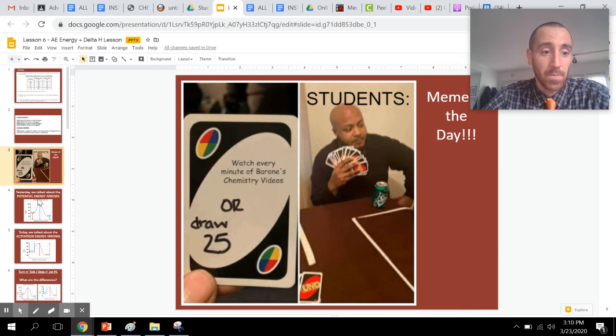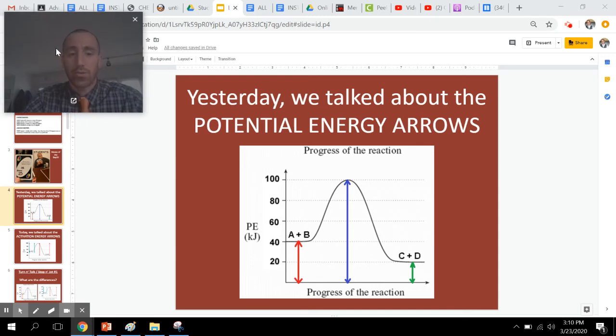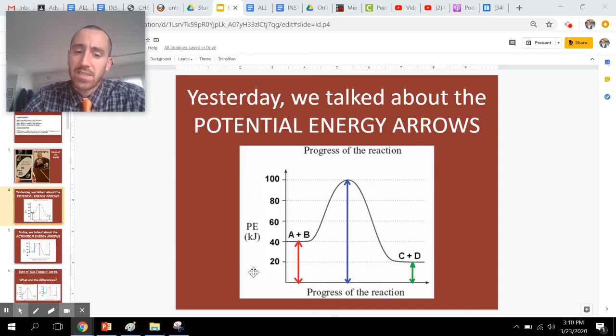All right, yesterday we talked about our potential energy arrows. You know that anything that goes from the x-axis to the bottom part of the curve is a PE arrow. In red, that's the potential energy of the reactants. In blue, that's the potential energy of the activated complex. And in green, that's the potential energy of the products. So we learned those arrows. You need to know their value. It's 40 kilojoules for the PE of the reactants, 100 kilojoules for the PE of the activated complex, and 20 kilojoules for the PE of the products.